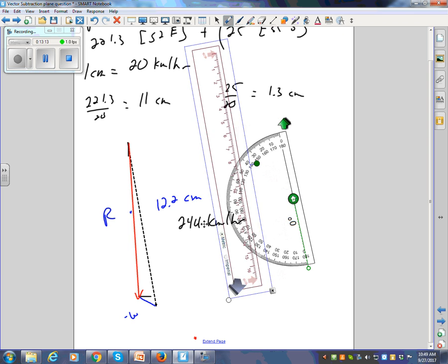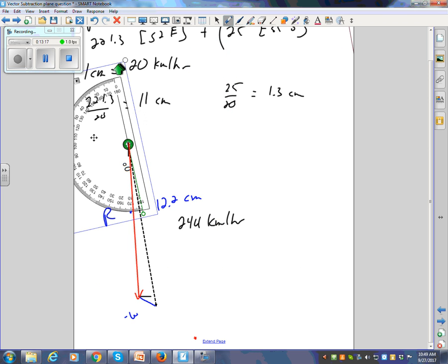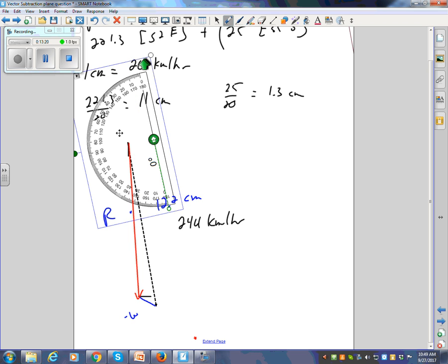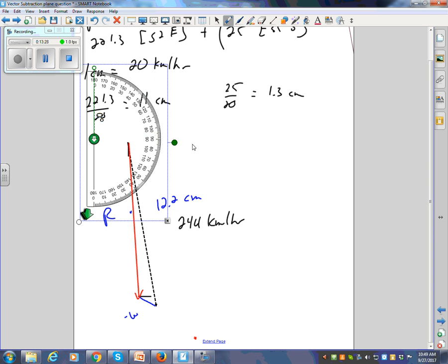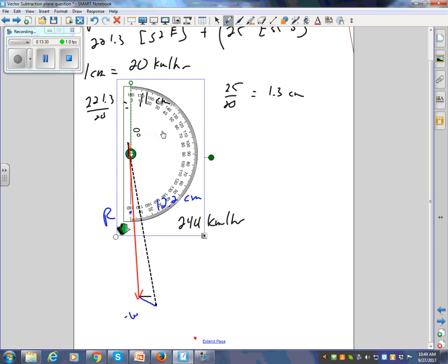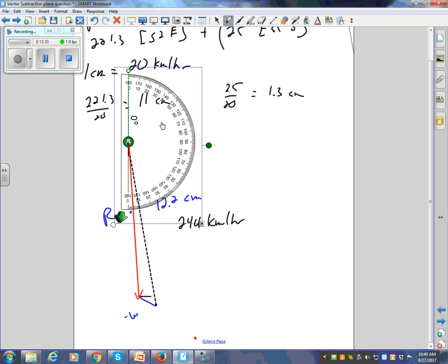Now we measure. Oh, now how do I measure this? Where do I measure from? I have to measure from straight south, so I should probably do it this way. Measure from straight south, it's going to be a little bit more. Yeah, I've got 10 degrees, so that's going to be south 10 east. That is your plane vector.